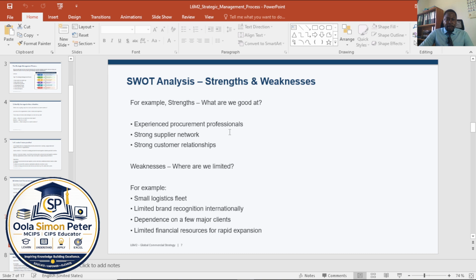Then that's another strength could be strong customer relationships. What about the weaknesses? What are we limited at? For example, we have a small logistics fleet. We have limited brand recognition internationally, and dependence on a few major clients. Limited financial resources for rapid expansion. I want you to take note on these limitations, because this is where it will help us to know what strategies to come up with.